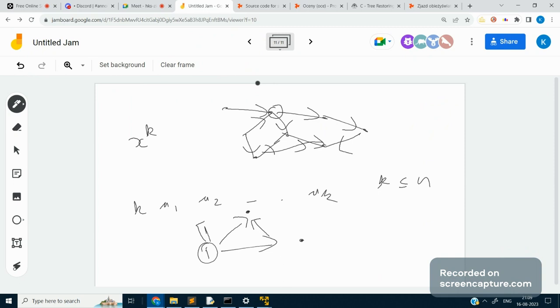z days they can meet on a common vertex. So you have to find the minimum number of days. Formally, the problem is to find the minimum z such that there is a common vertex such that there is a path of length z from all the original vertices. Did you all get the problem statement?